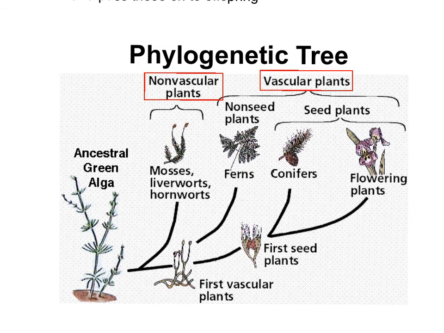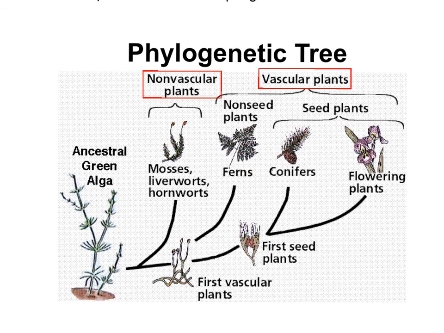Okay, what we have here is a little phylogenetic tree. Now, as you may or may not recall, a phylogenetic tree shows us the evolutionary relationship between organisms. So on the left here, we have our ancestral green algae. So these are the oldest. Over here, you can see two types of plants. So finally, we're getting into kingdom Plantae.